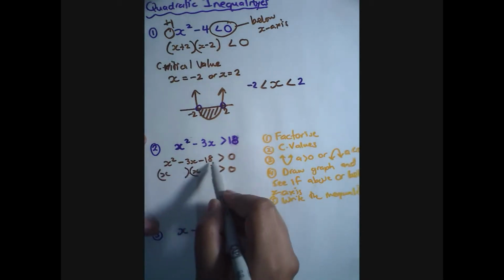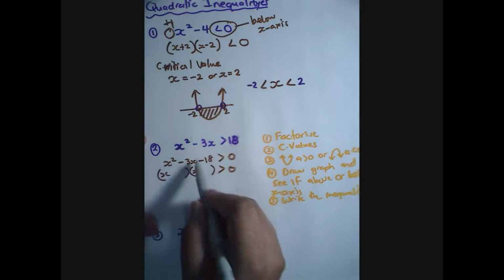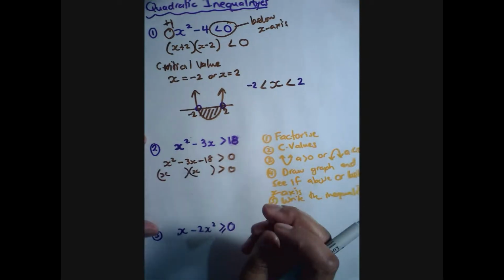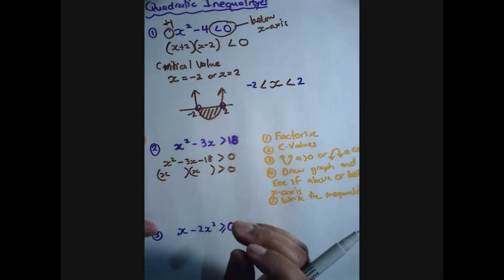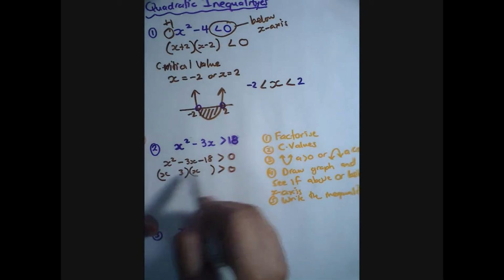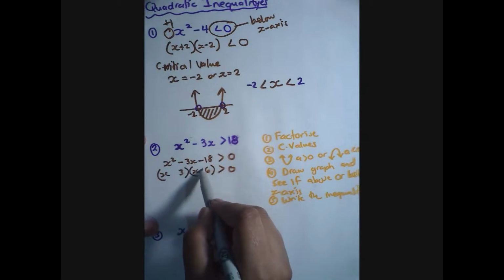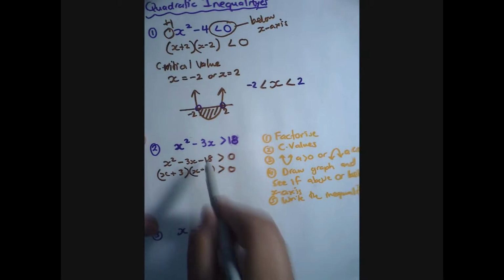What factors of 18 would give me 3 if I add or subtract them? So I have 1 times 18, I have 2 times 9, nope, the difference won't give me 3. We have 3 and 6, okay, yeah, that will give me 3, so 3 and 6. Because it's a negative 3, the bigger number must be negative and the smaller number must be positive. A negative and a positive gives me a negative 18.